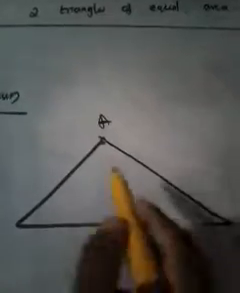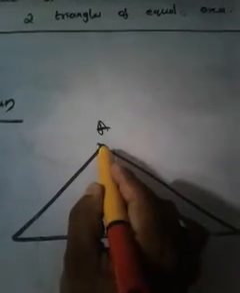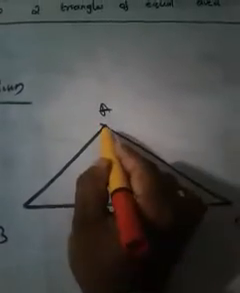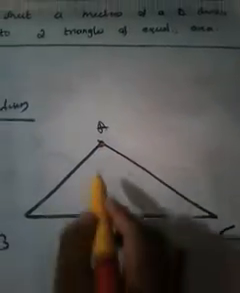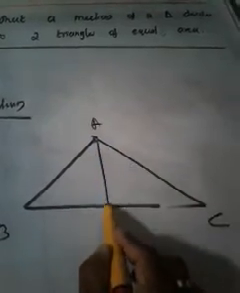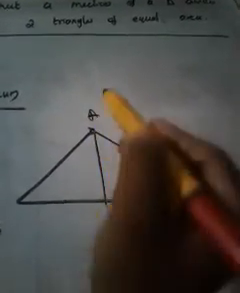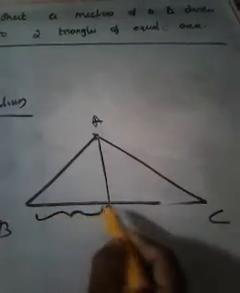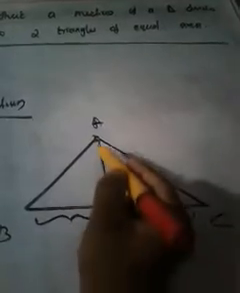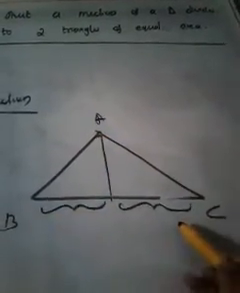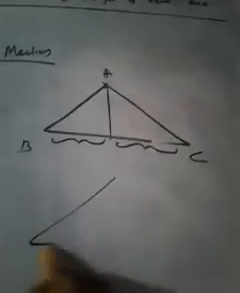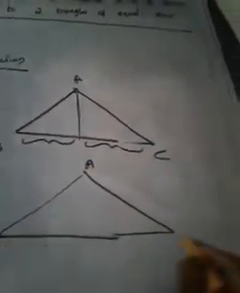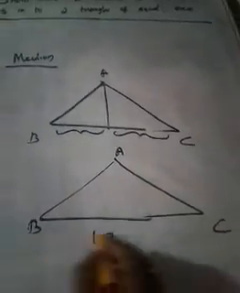And median is a line joining a vertex to the opposite side of that vertex in such a way that that line should bisect BC. That means if you draw a line like this, can you call it a median? If you want to call this line a median, then this side should be equal to this side. That is, this line should bisect BC. Let me explain in a very simple way. Suppose you just consider triangle ABC such that this side is 10 cm.